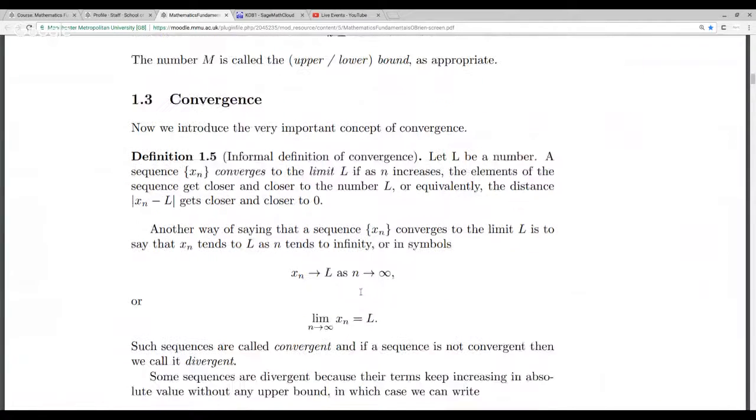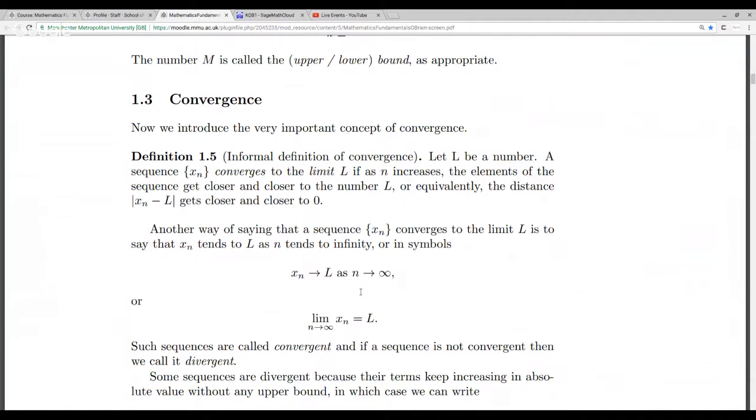Equivalently, and this is a nice way of thinking about it, we can talk about the absolute value of xn minus L getting closer and closer to 0. Because what is that absolute value of xn minus L? That exactly corresponds to the distance along the number line between the points xn and L. In general, if you look at the absolute value of a minus b for two numbers, that's the distance along the number line between the two numbers.